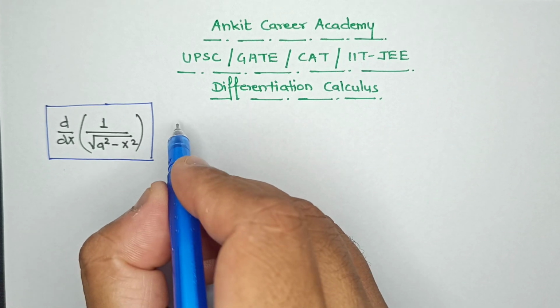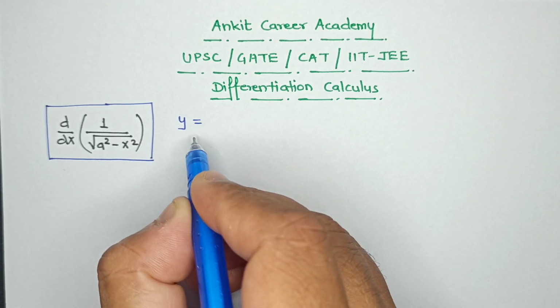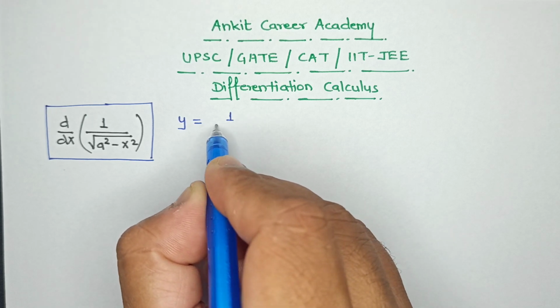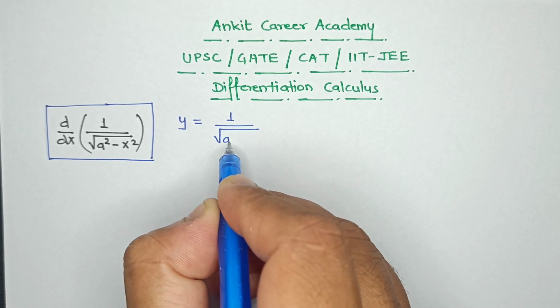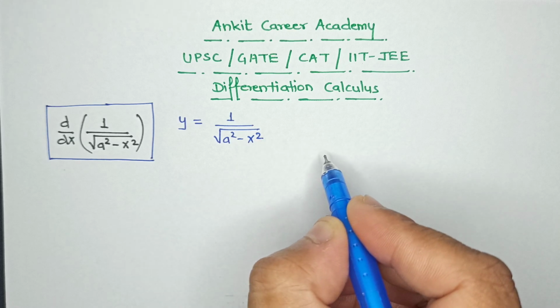In this video we are going to calculate the differentiation of 1 divided by square root of a square minus x square. So the very first step is to substitute this with a value. So y is equal to 1 divided by square root of a square minus x square.